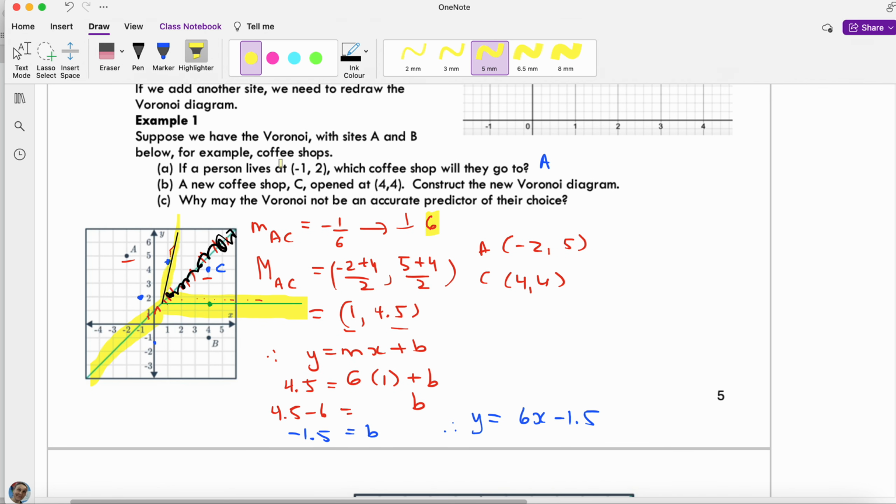Coffee shops? Why may the Voronoi not be an accurate predictor of their choice? So meaning maybe location is not the only factor that matters. Maybe they have a favorite coffee shop, or maybe they have a friend that lives there, or maybe the coffee is better. I don't know, whatever, okay? But you're just thinking a little bit in context there.